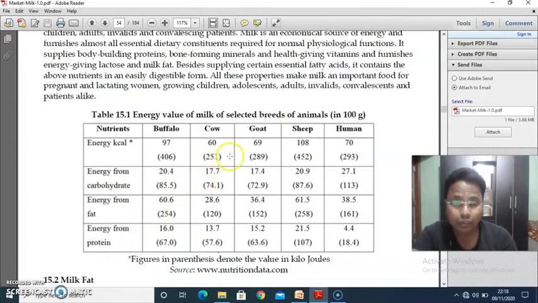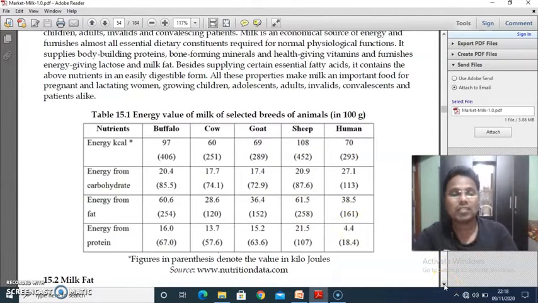Okay, so if we consume 100 gram of buffalo milk, we get 20.4 kilocalories from the carbohydrate, 28.6 kilocalories from the fat, and 16 kilocalories from the proteins. And this is the cow milk, 60 kilocalories, with 17.7 kilocalories from the carbohydrate, 28.6 kilocalories from the fat, and 13.7 kilocalories from the proteins. And these are the rest of the species, with the figures given in this table.